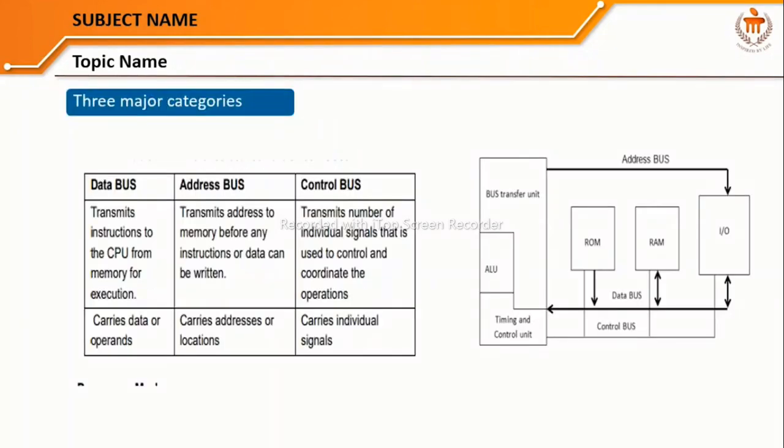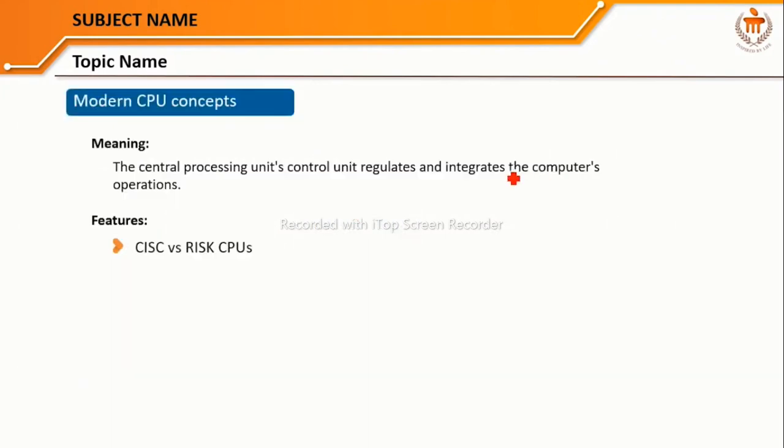Here is a table. Here we can compare the roles and responsibilities of these three categories: data buses, address buses, and control buses. So here in a figure, we can see.